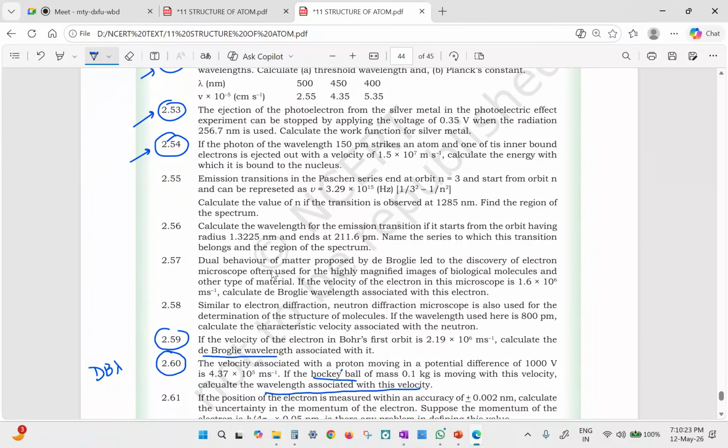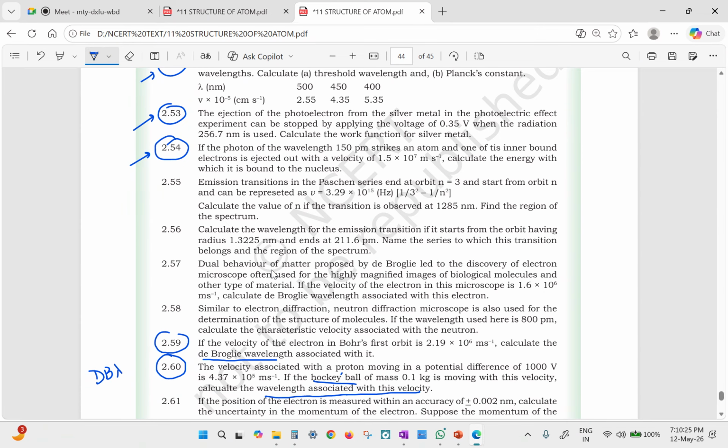Then 57. Read the context. Dual behavior of matter proposed by de Broglie led to the discovery of the electron microscope, often used for highly magnified images of biological molecules and other types of material. For your information, if the velocity of the electron in this microscope is so much, calculate the de Broglie wavelength. So this is a de Broglie wavelength question.